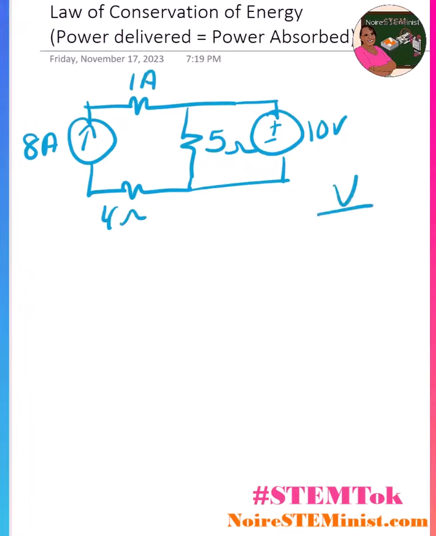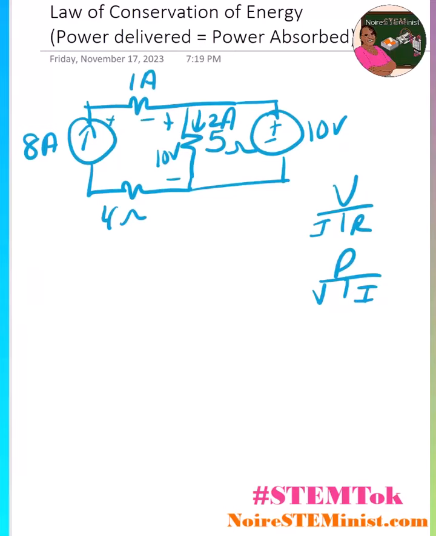So we're going to show that power delivered equals power absorbed by using Ohm's law, which is V equals I times R, and the power formula, which is P equals V times I. Remember, power delivered is a negative numeric value. Power absorbed is a positive numeric value.